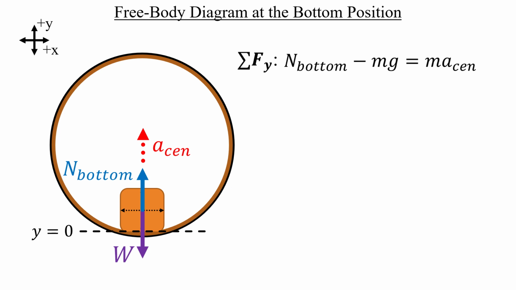The definition of centripetal acceleration is v squared over r, so let's go ahead and plug that in on the right-hand side. We can also include a subscript b to indicate the speed occurring specifically at the bottom. Next, here's 2 steps at once. Multiply both sides by r and divide both sides by m, like this.